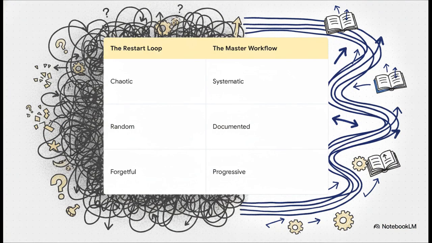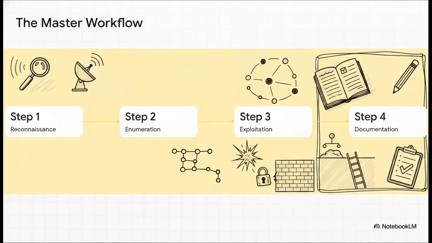And I mean, just look at the contrast here. The restart loop is totally chaotic and random. It forces you to forget what you've just learned. The master workflow, on the other hand, is systematic. It's documented. Every single step, even a failure, becomes a step forward because you're actually capturing what you've learned along the way. Okay, so what does this new methodical approach actually look like?